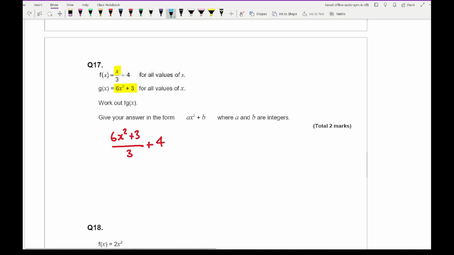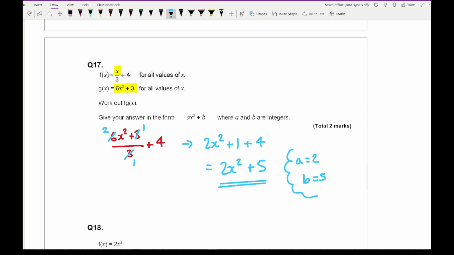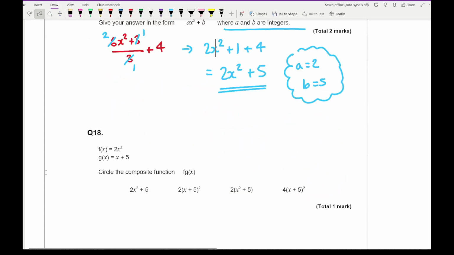Now with this, I can simplify because I can divide things by 3. I've got a common factor. So that then becomes 2x squared plus 1. Divided by 1 is just 1, so that's fine. Plus 4. And that then becomes 2x squared plus 5. So a equals 2 and b equals 5. Now you don't usually need to write down the a's and b's unless it says, but as you can see, there's this good sign I'm right because my answers for a and b are both integers.